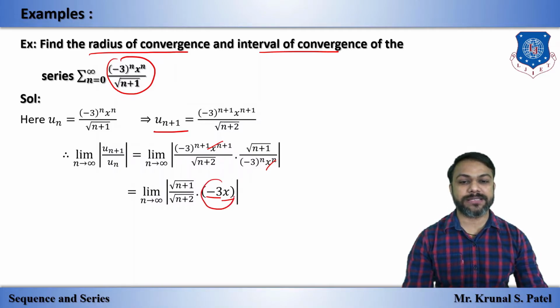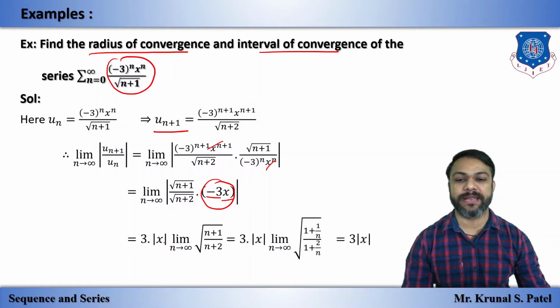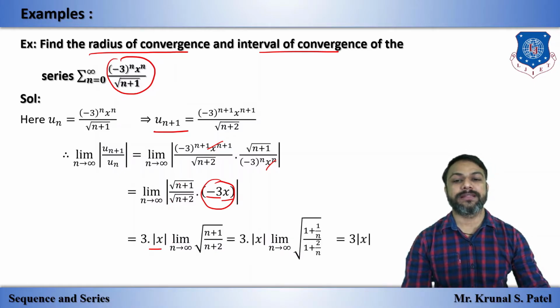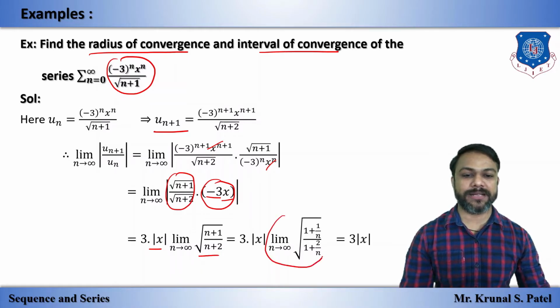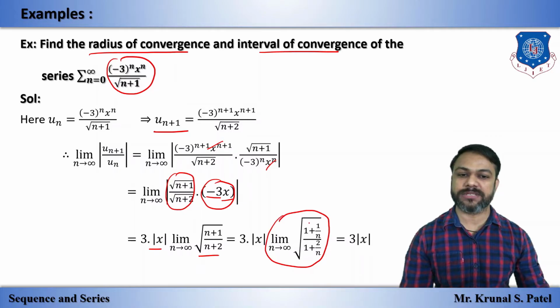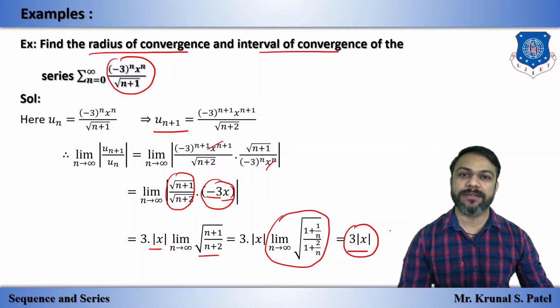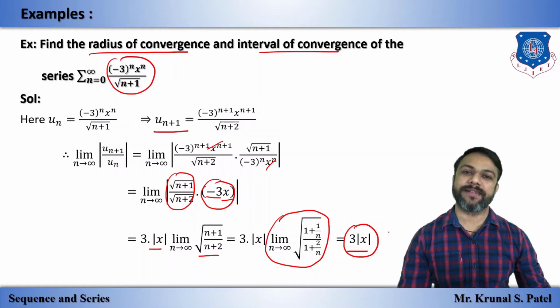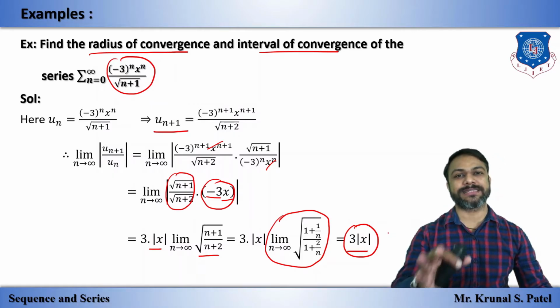Now if we take this term outside, minus 3 becomes plus, but this x is compulsory in magnitude only. And this is already plus, so no need to use magnitude for this. Now if we apply the basic concept of taking n common outside, this will be 1, so we have 3 into mod x. Now by ratio test, if this is less than 1, series convergent; greater than 1, series divergent; equal to 1, this test fails.